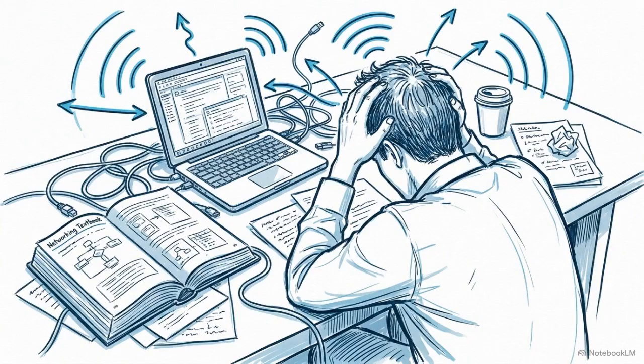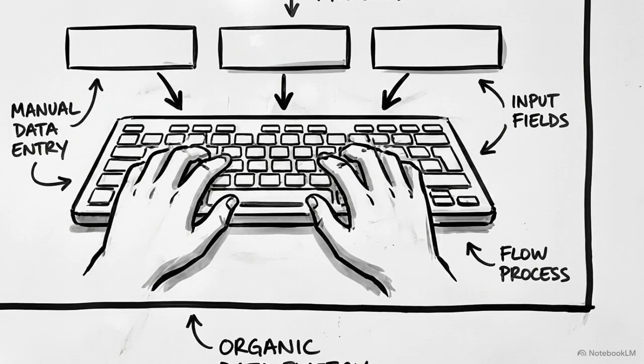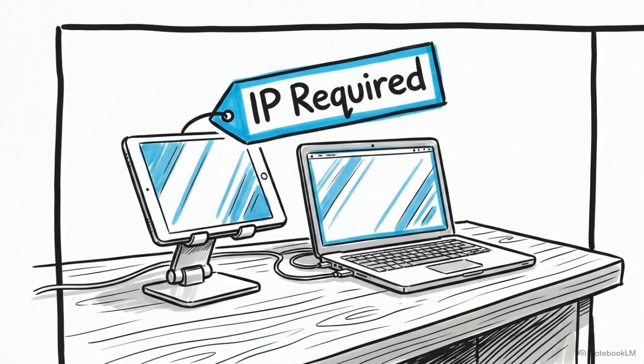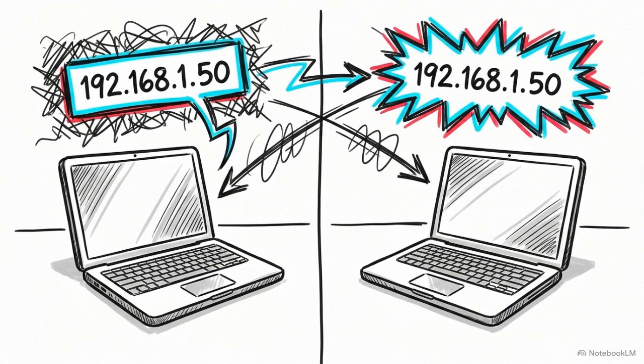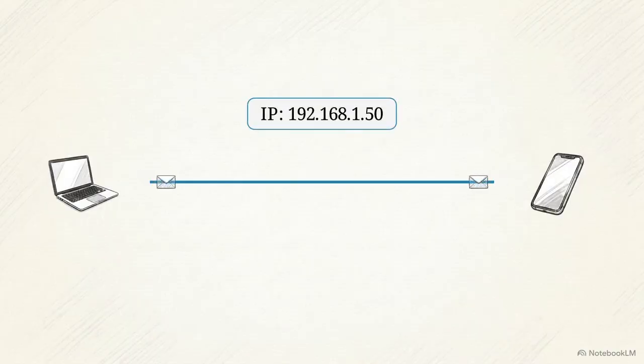Without this automated process, getting online would be tedious. A person would have to manually type a unique string of numbers into every single laptop, tablet, or printer joining the network. If they made a typo or accidentally assigned the same number to two different devices, those machines would essentially bump into each other and fail to connect.